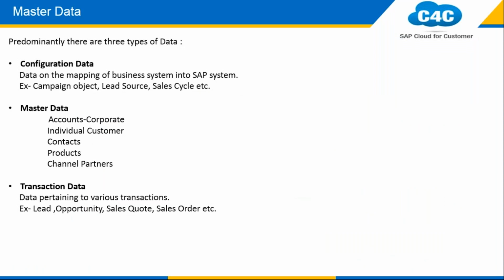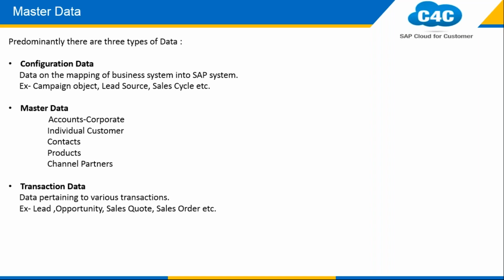Now coming to the master data, in C4C there are predominantly three types of data: configuration data, master data, and transaction data. Configuration data is helping data which helps in configuring the system. You can say it is like field objects. There is campaign object, lead, source, sales cycle. So these are all configuration data.